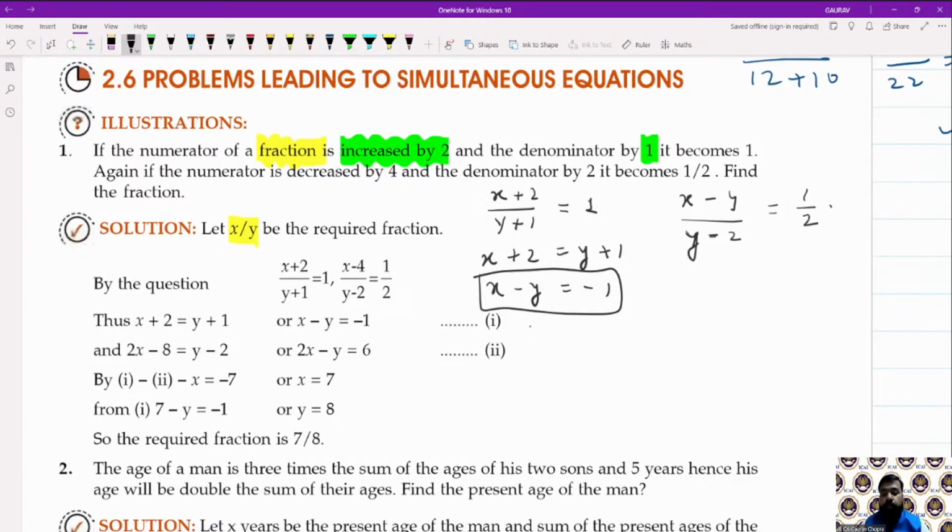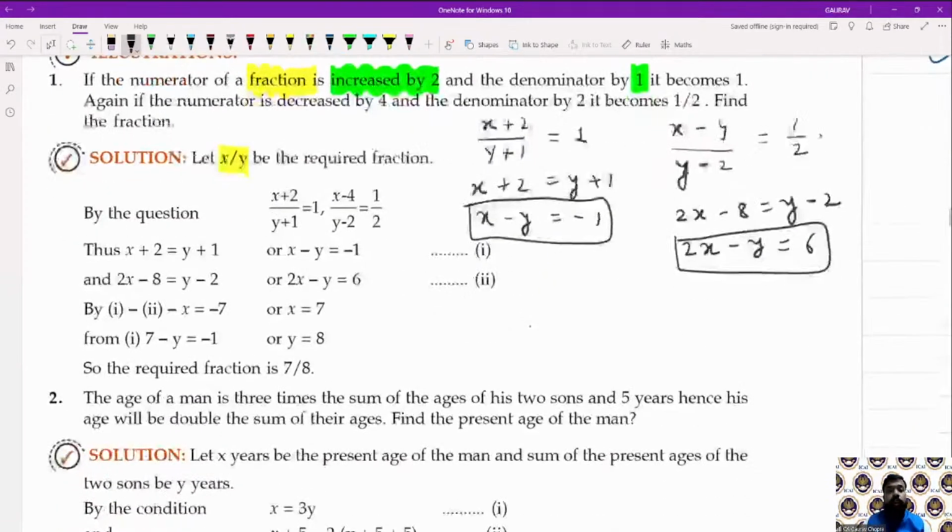Second, we can also simplify, just do the cross multiplication. So 2 of x minus 8 is equal to y minus 2. So what we are getting is 2x minus y is equal to 6. Now we have to solve both the equations and get the values of x and y.